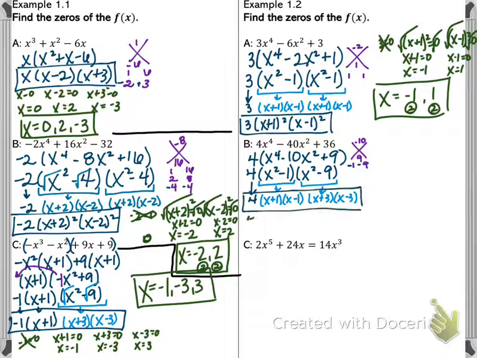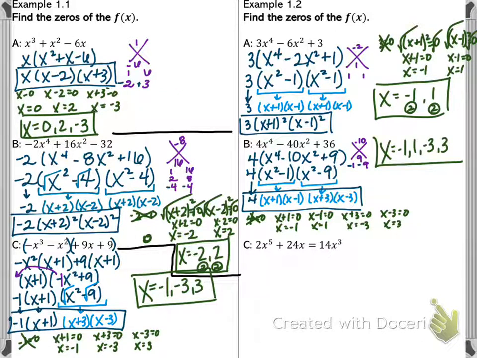And since nothing is the same, that's our answer, but we're going to set each one equal to 0. With the 4, it doesn't work, but with everything else, it does. So we'll end up with the answers of x equals -1, positive 1, -3, and positive 3.